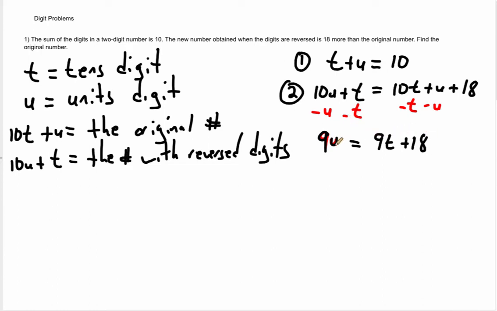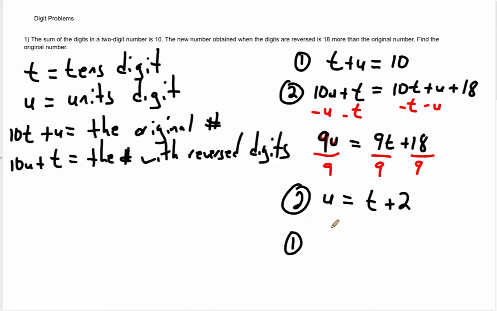Let's see. I got a couple moves I can make here. I can divide everything by 9. Let's do that. Let's divide everything by 9. That looks nice and easy. And that leaves me with u equals t plus 2. So that's from equation 2. Then I can substitute that into equation 1.